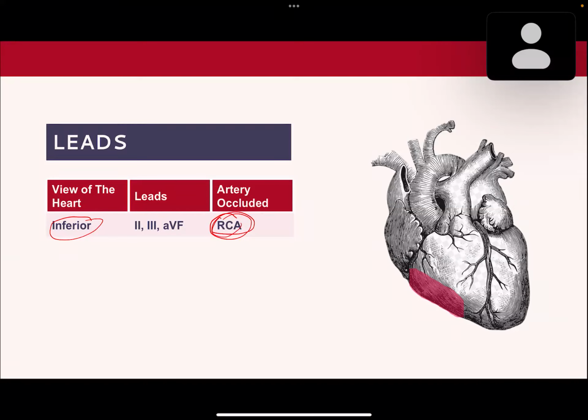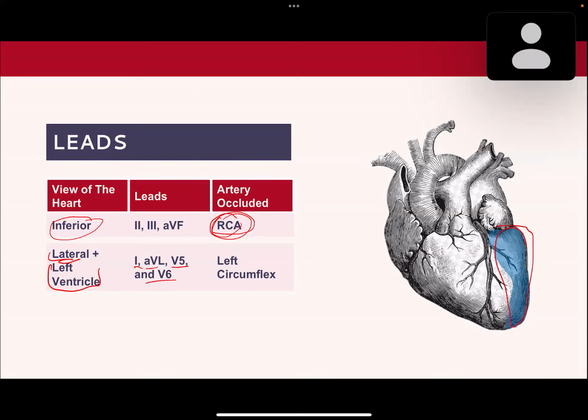Now, the next part of the heart that we're going to cover is your lateral or anterolateral part of the heart. And this anterolateral part of the heart is covered with leads 1, aVL, V5, and V6. So that will be your lateral and left ventricle. So leads 1, aVL, V5, and V6. I know that this is going to sound very overwhelming, but just trust me and go with the process with me. I'll show you a graph that would help you better remember this. So this side of the heart is supplied by the left circumflex artery.